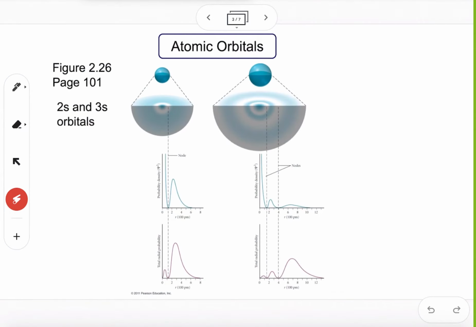How about the 2s and 3s orbitals? According to the calculation, they all have this kind of spherical shape. But one thing is different. This is the 2s orbital, so 2 means n equals 2, and s still means L equals 0. For 3s, n equals 3, L equals 0.